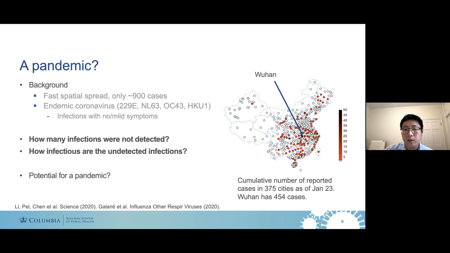How many infections were not detected for this new virus, and how infectious are the undetected infections? Those questions are very important because they are related to our ability to contain the outbreak and also the potential for a pandemic. And unfortunately, these questions are difficult to answer using just single surveillance data.